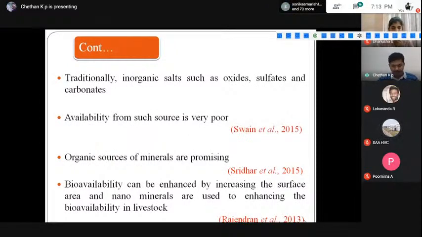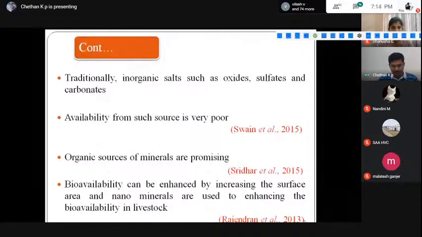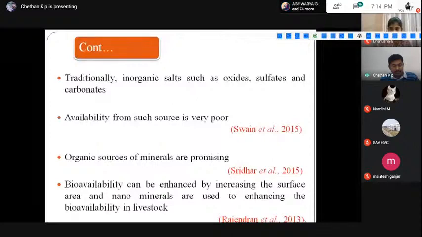So I was telling about the availability from organic sources of minerals. Though they are promising, they are costly. So the scientists were looking for some other technology by which we can improve the availability of the mineral with a reduced cost. But definitely they have not come up with a reduced cost, but they have got an alternative where they can increase the surface area, thereby they can increase the availability of the minerals. So bioavailability can be enhanced by increasing the surface area, and this is done by nanotechnology, where they reduce the size of the minerals into a nano size, which will have a higher surface area and will enhance the bioavailability, especially for feeding livestock.